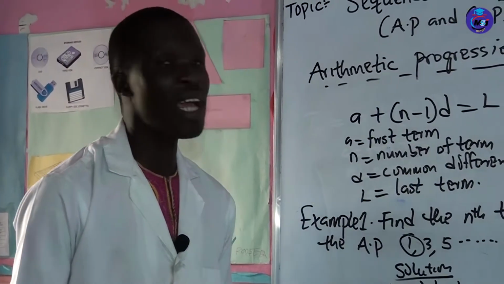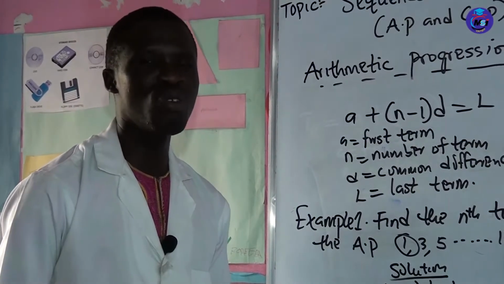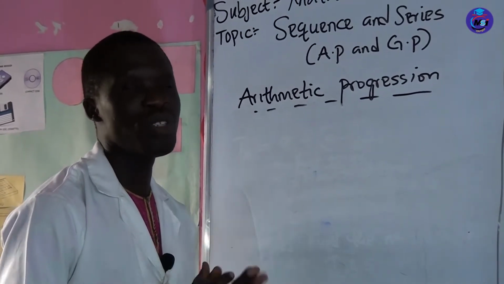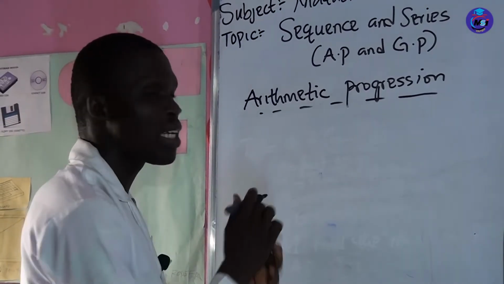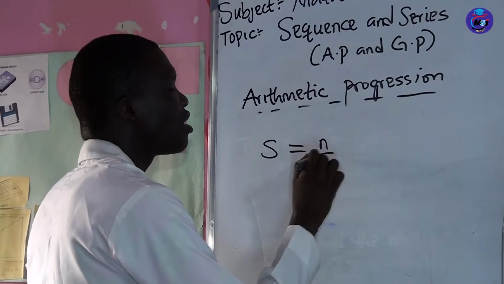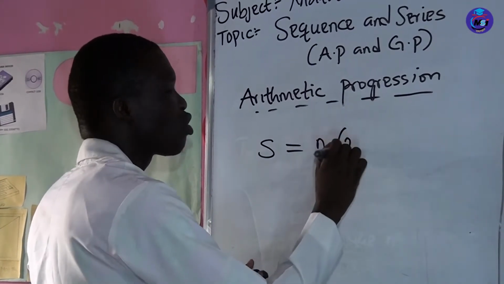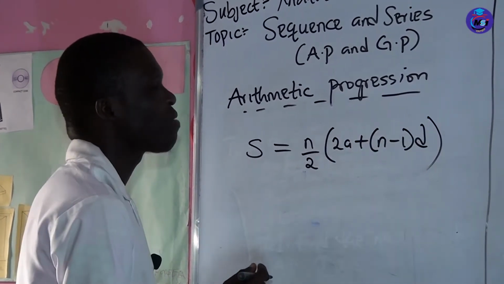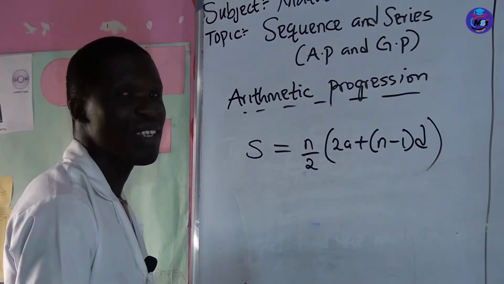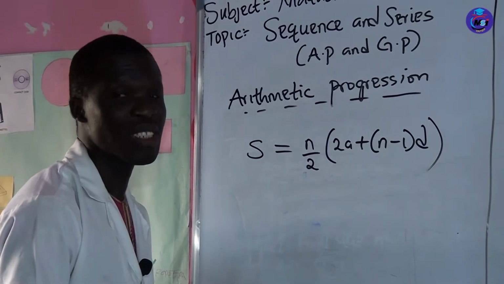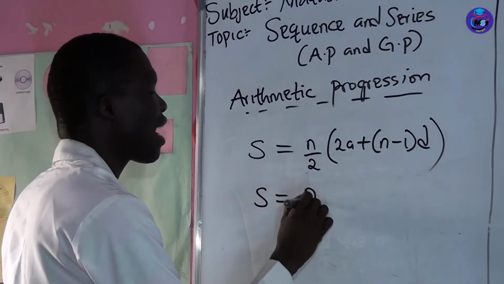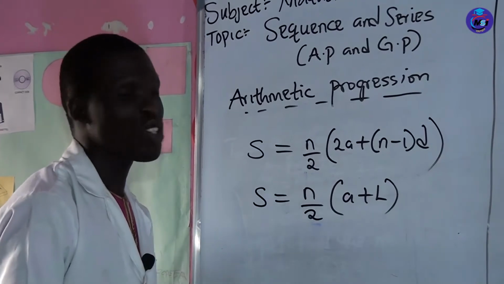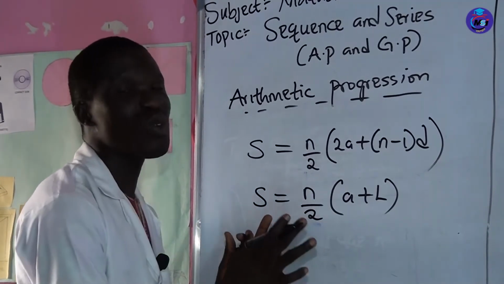So let's go to the third formula under AP. We have two formulas to find the sum of AP, so I'm going to give you these two formulas. The first one is S equals n divided by 2 bracket 2a plus n minus 1 d. Now this might look strange, but if you study it very well, you will still get it. The second one is S equals n over 2 bracket a plus l. These are the two formulas we use to find the sum of AP.